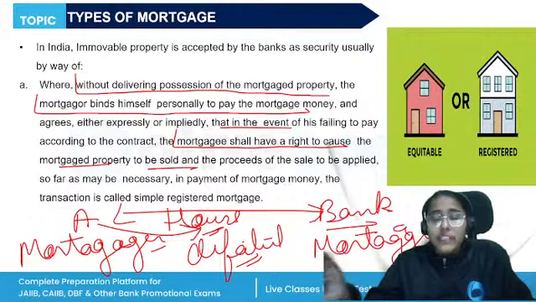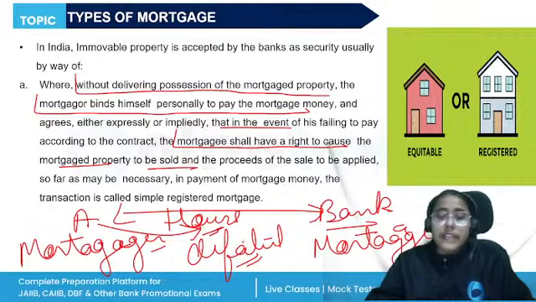So there must be a debt, existing or future, there must be a deposit of the documents of title to the immovable property, and it must be in the notified towns. All right. Then there are the right to foreclosure and the priority of charge that is created.